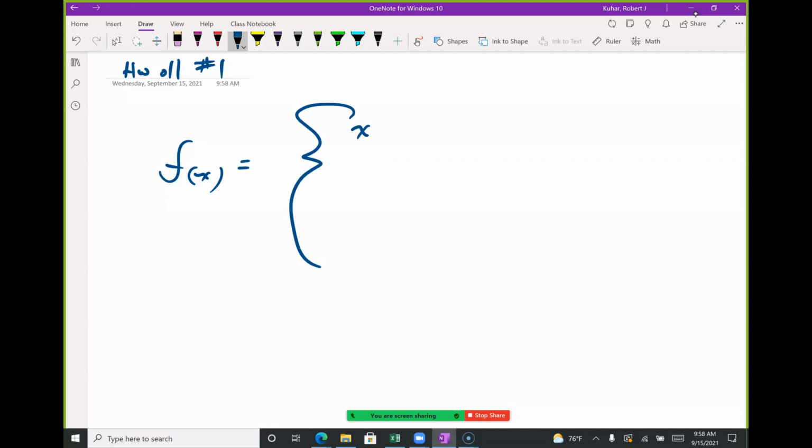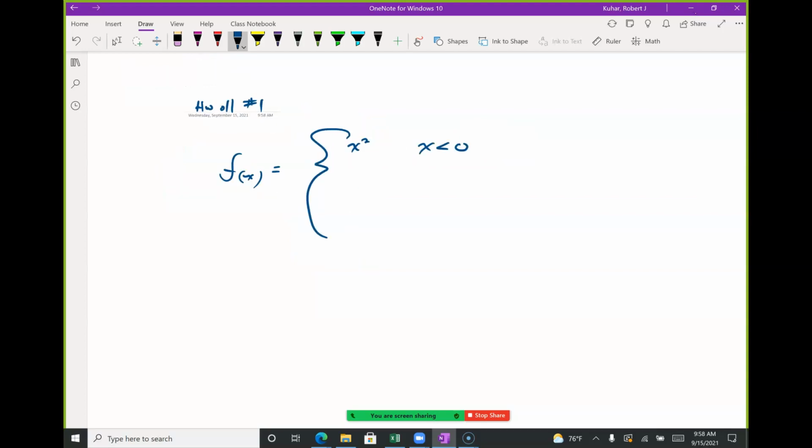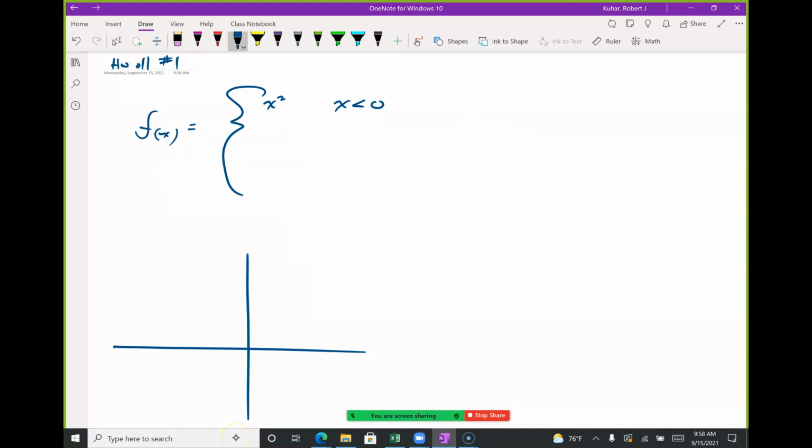My first piece is an x squared curve. Do we know what that looks like? Yes. When should I use it? Only when x is negative, only when I'm talking about negative numbers. So I like graphing this right away. You can see my x squared curve. I only want that solid piece of it.